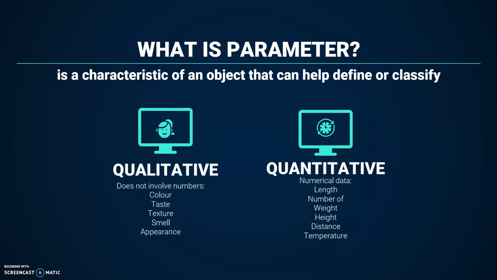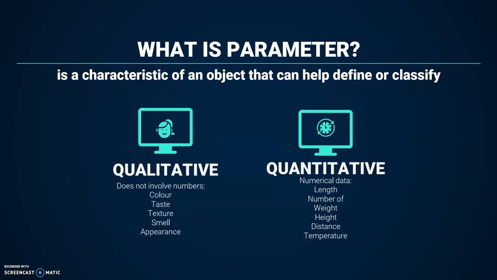Okay, we have two types of parameter. The first one is qualitative. Qualitative is the kind of parameter that we can observe using our 5 senses. You remember? Sense of sight, hearing, smell, sense of touch, and taste. So these parameters do not involve any numbers. Okay, for example, the color, taste, texture, smell, and also appearance.